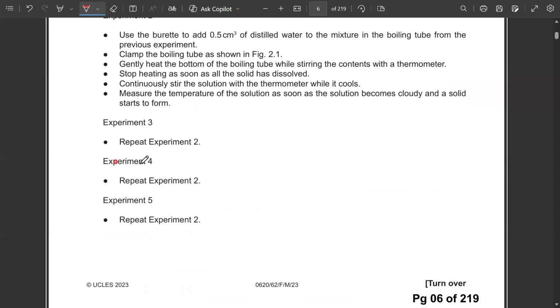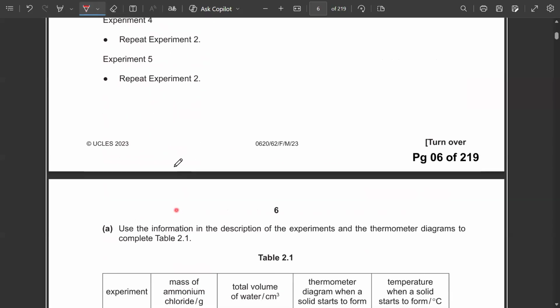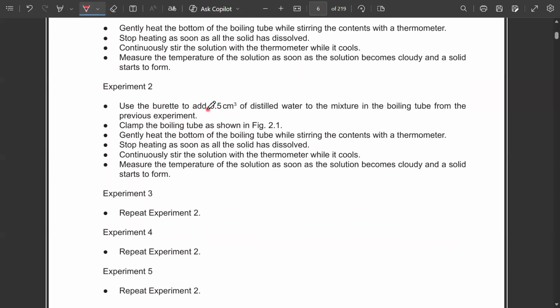Experiment 3, repeat experiment 2. Experiment 4, repeat experiment 2. Experiment 5, repeat experiment 2. So you have to keep doing this by adding more and more 0.5 cm cube amounts of distilled water, and you keep noting the temperature at the moment when it turns cloudy.